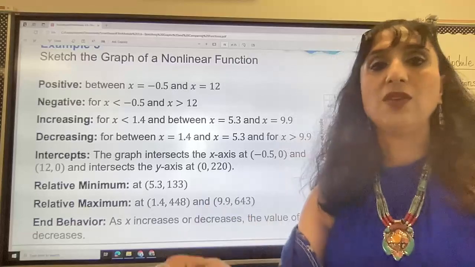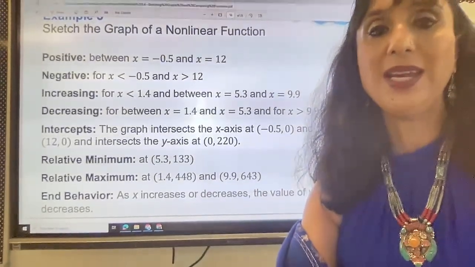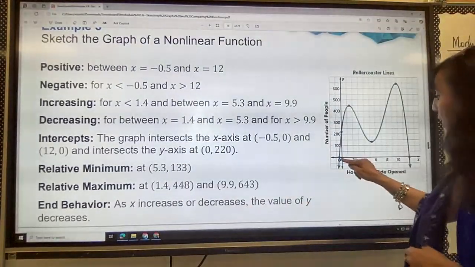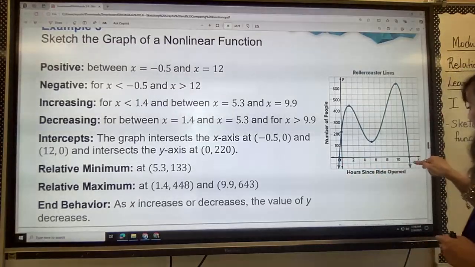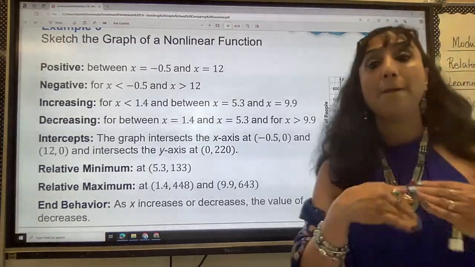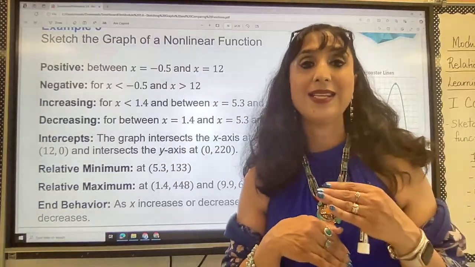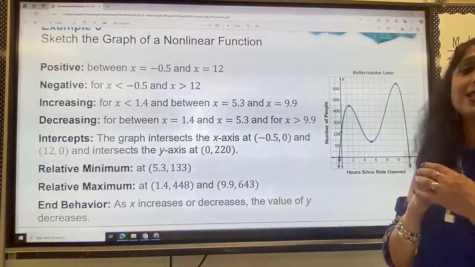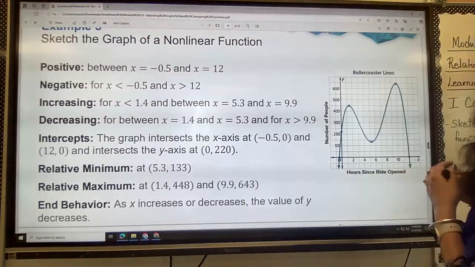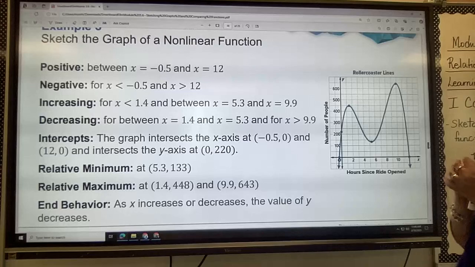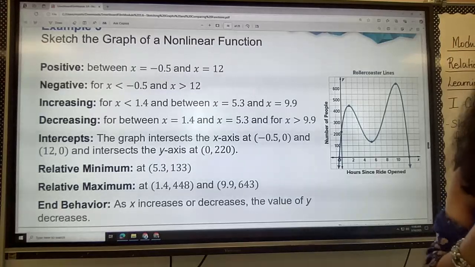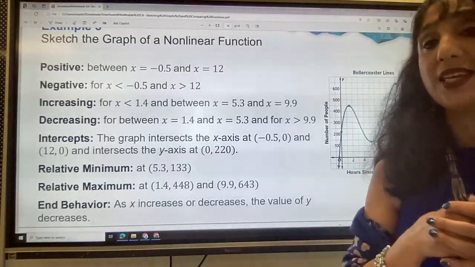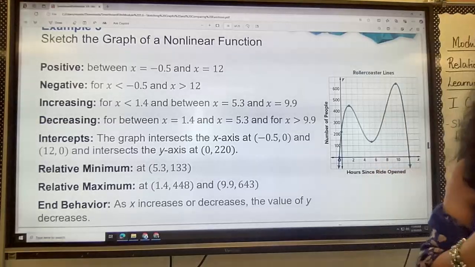All right. Let's look at where it is negative. When it is less than -5/10 or greater than 12. So look, less than -5/10 or greater than 12, the graph is now below the x-axis. So yes, it is negative. So where is it increasing? For x less than 1 4/10, and between x equal to 5 3/10 and x equal to 9 9/10.